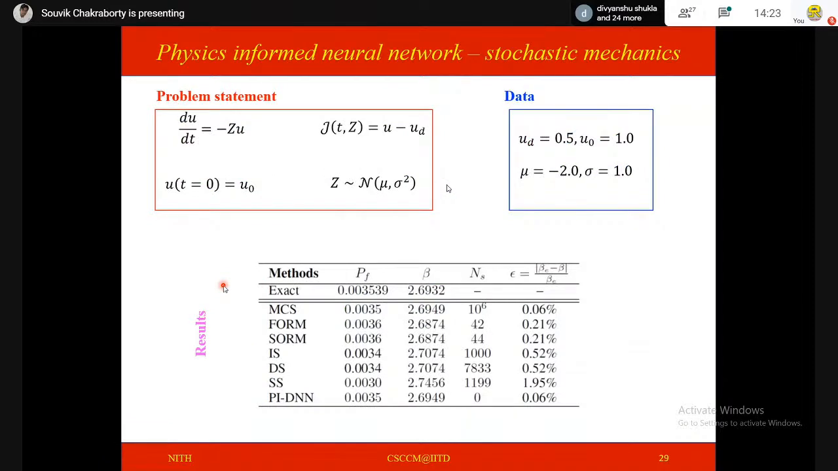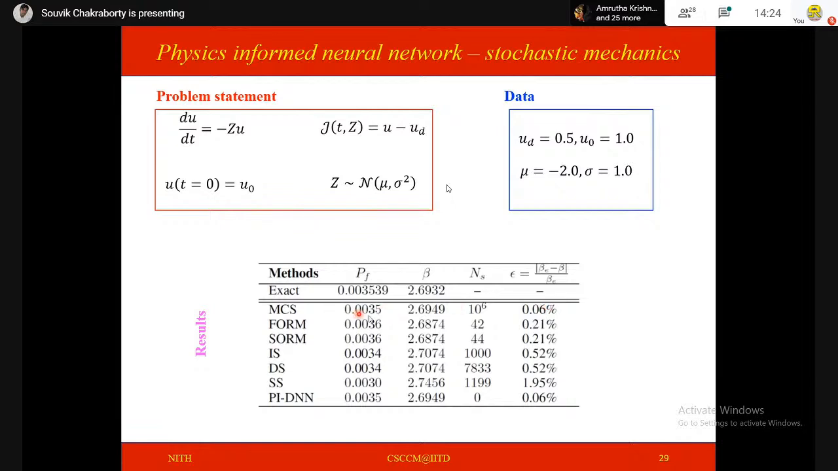So let us see how this one works. The framework is more or less the same as before. So this is a simple problem, only one random variable z, which is normally distributed with mu and sigma, which is given here. This is basically the diffusion equation. And then we solved it using different methods. Now, for this particular problem, the exact solution is known, but generally MCS is our benchmark.